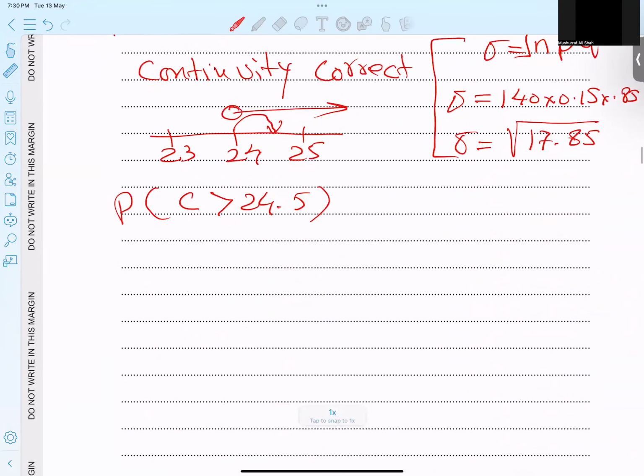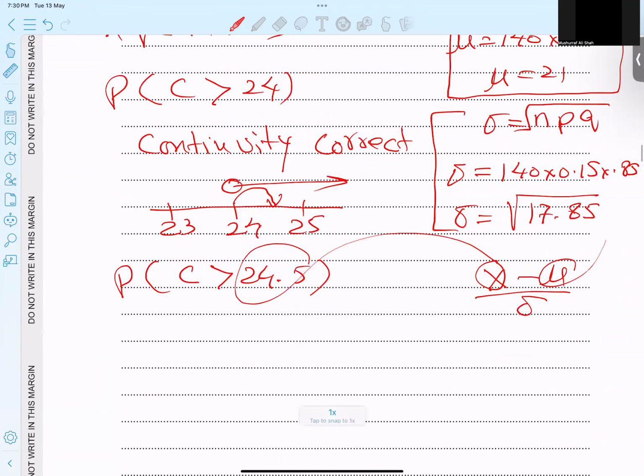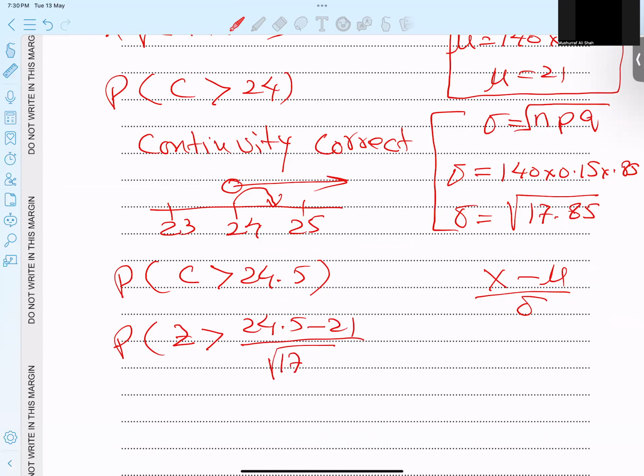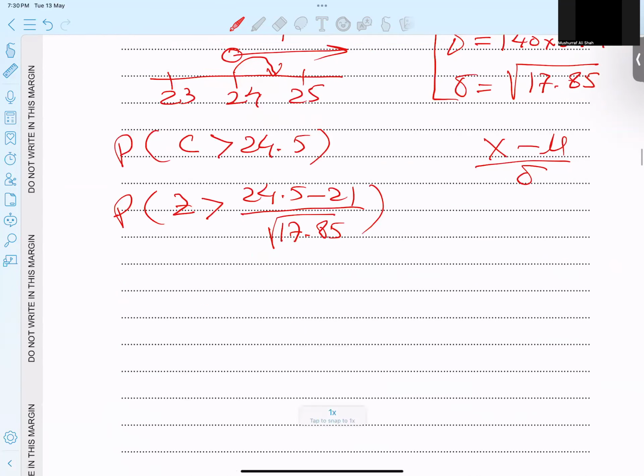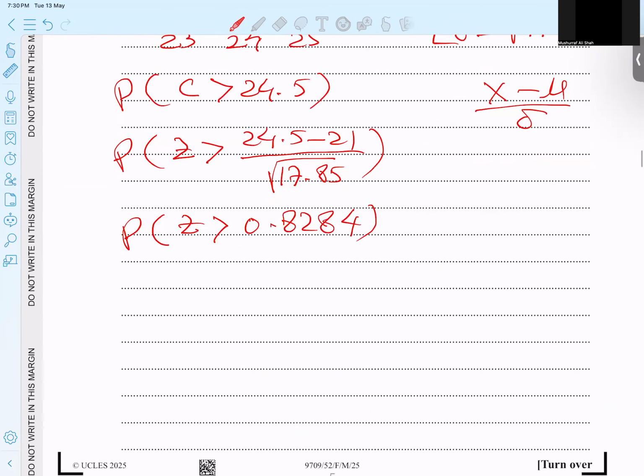Now I'm starting the formula: x minus mean over deviation. This is the x value, the mean I got is 21, and the deviation I got is this one. So I'm going to apply the formula: Z equals 24.5 minus the mean, which is 21, over the deviation root 17.85. And if I type it in the calculator, this number is coming 0.8284. Do you know, students, this is a positive value? Yes, positive, right side.